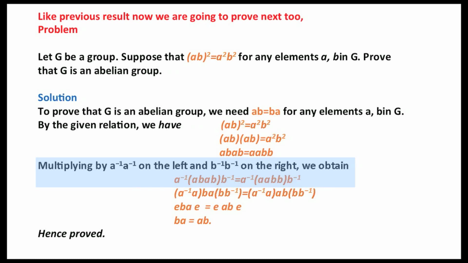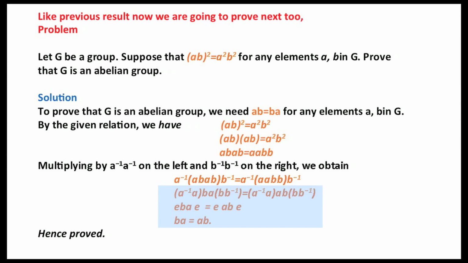Multiplying by a⁻¹ on the left and b⁻¹ on the right, we obtain a⁻¹·ab·ab·b⁻¹ = a⁻¹·aabb·b⁻¹. Then we will get a⁻¹a·ba·b b⁻¹, that is equivalent to a⁻¹a·ab·b⁻¹.